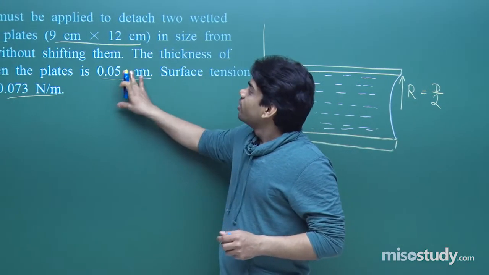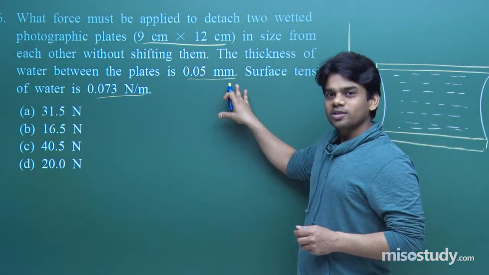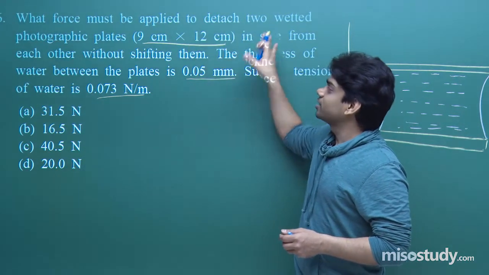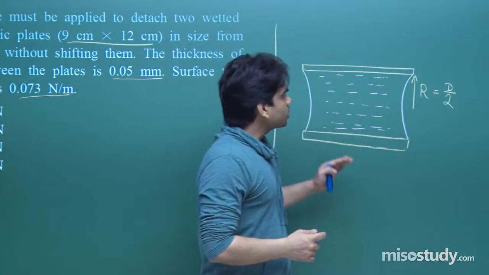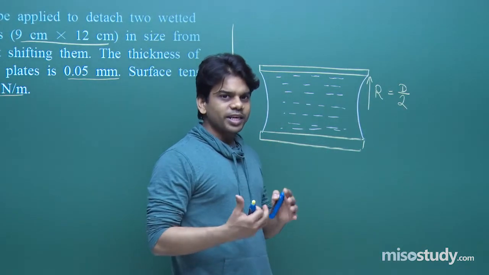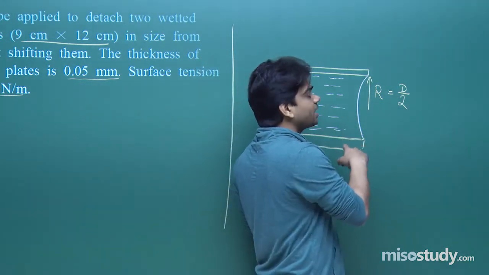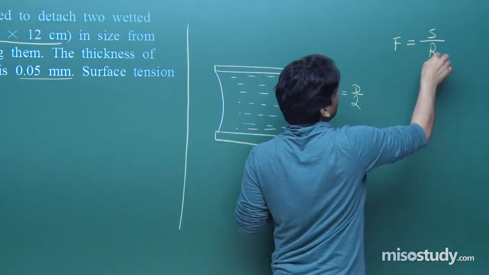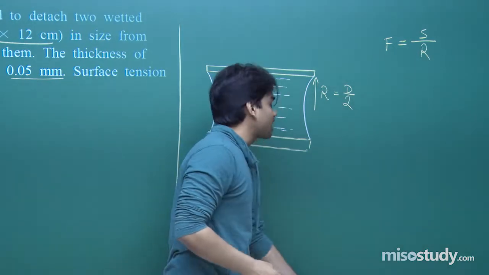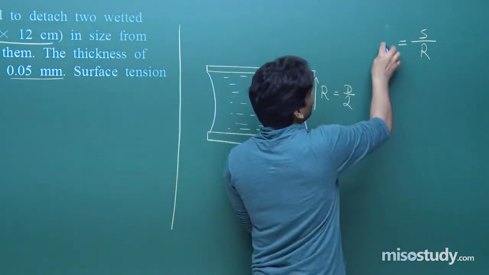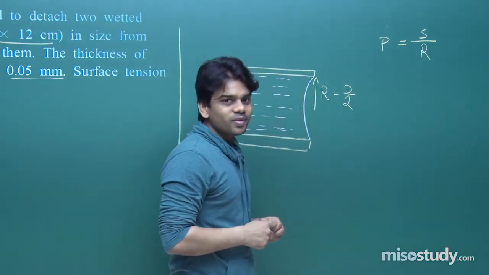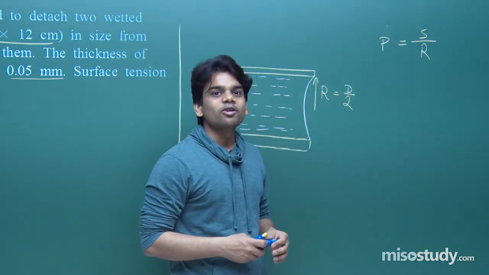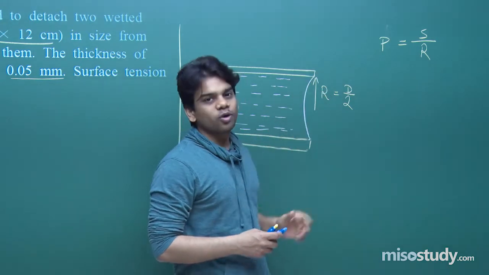Now, next thing, the thickness of water between plates is 0.05 mm, this is what is given. The surface tension of water is 0.073 Newton per meter. And what force must be applied to detach the photographic plates? Force required. First of all, the force required will be equal to the force by which it is actually attracted. The force acting due to the inner part will be given as surface tension per unit radius. Sorry, this is not force, this is actually pressure. Pressure that will be within the inner part of the concave surface will be equal to surface tension per unit radius, that is what we know.